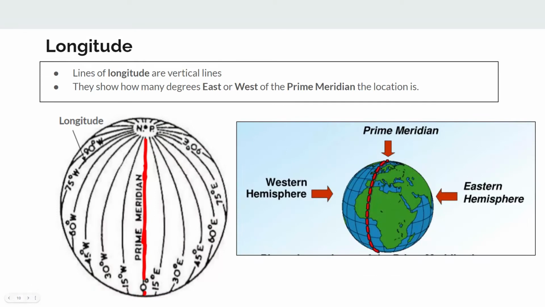So, what about east and west? Well, for that, we use longitude. Lines of longitude are vertical lines just like these, and they show how many degrees east or west of the prime meridian the location is.